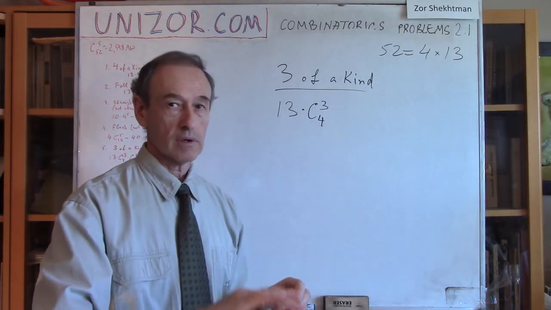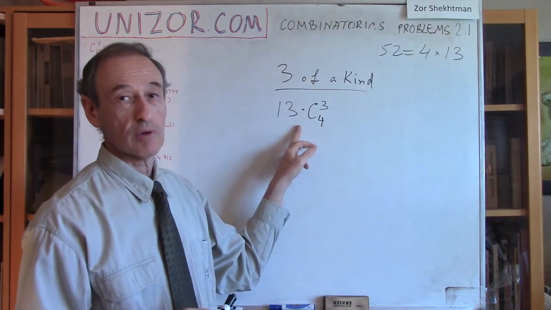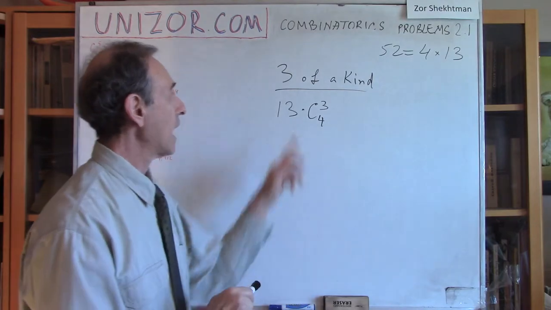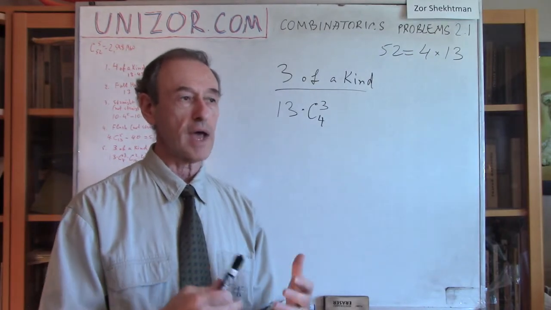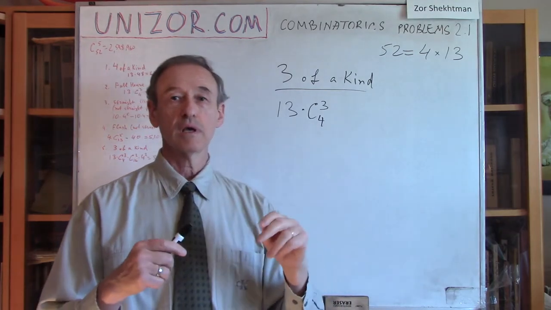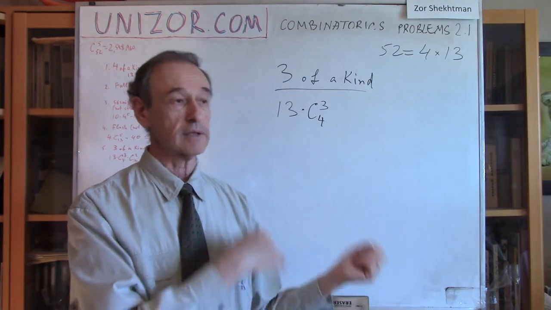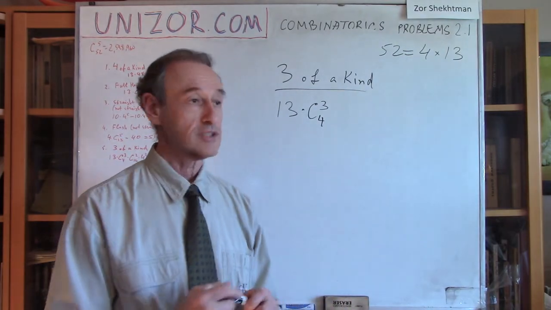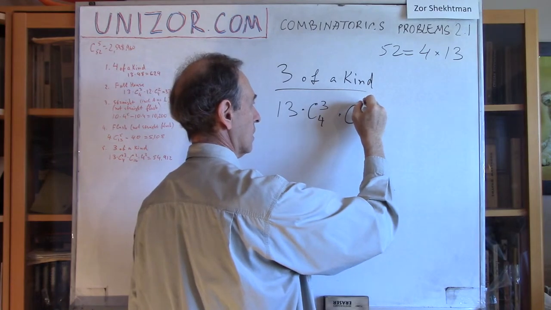Now, all other cards are supposed to be not one of these ranks, and they're also not supposed to be of the same rank, because if they are of the same rank, I would have 3 plus 2, I would have a full house, which is a different combination. So somehow I have to take into account the fact that the other two cards are not supposed to be of the same rank, and they're not supposed to be of this rank which I have chosen. So, to avoid four of a kind and to avoid a full house, how can it be done? Well, very easily. They must be of different rank. So let's just choose two different ranks from the remaining 12 ranks.